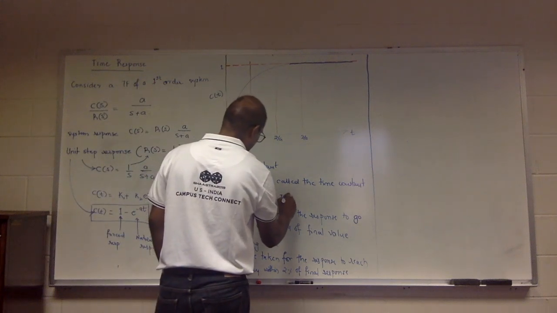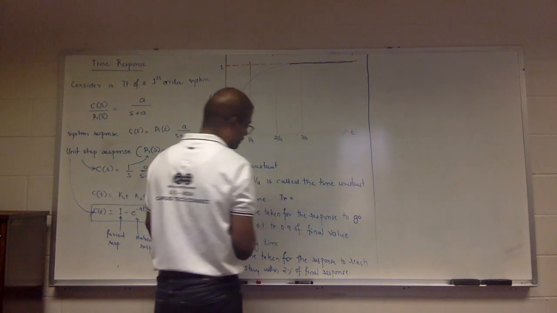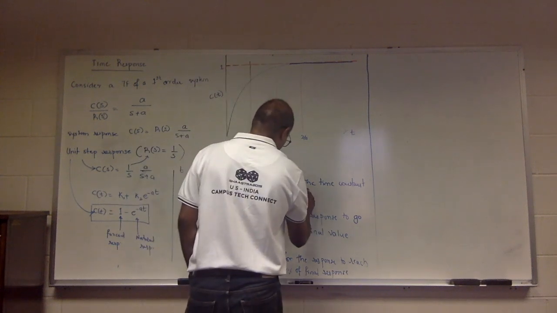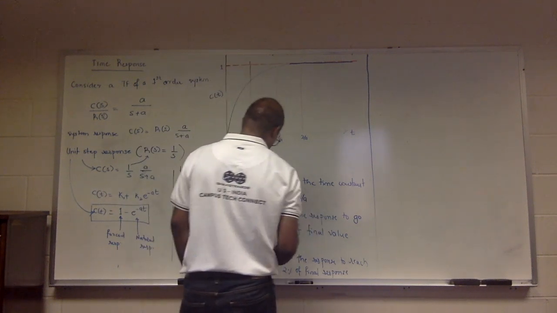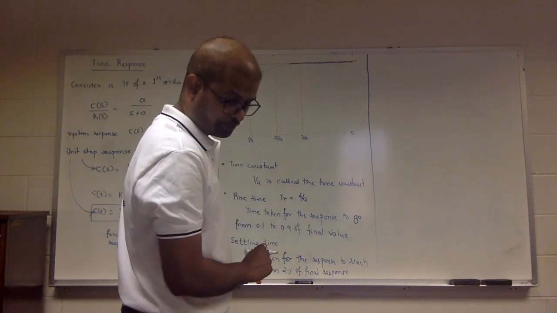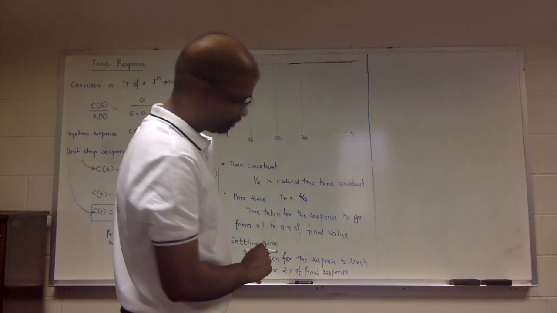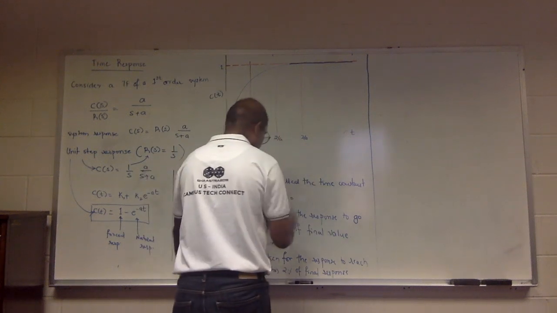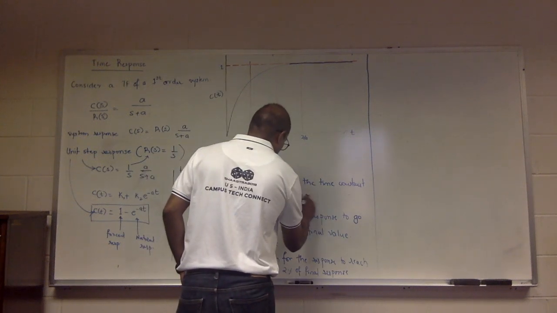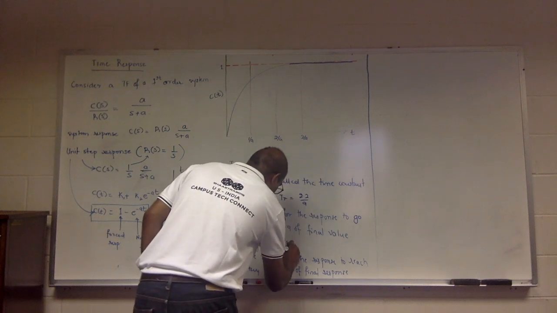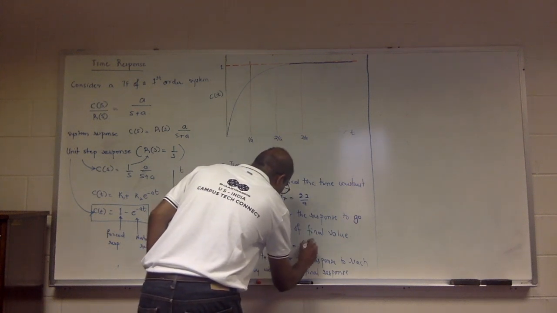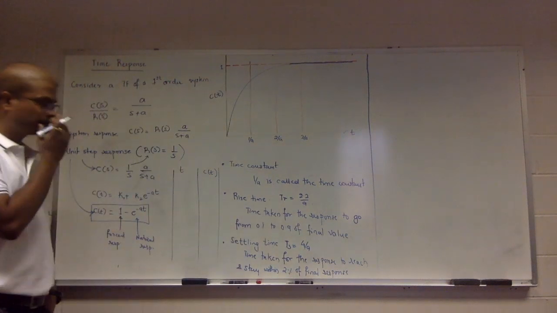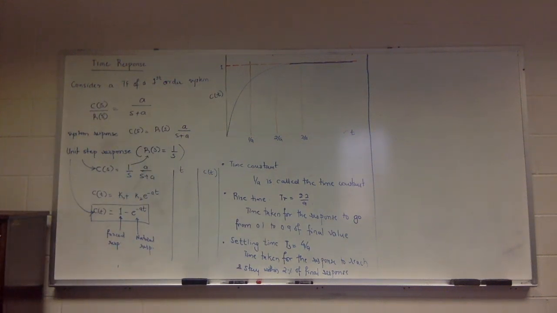And the formula is simple. Rise time TR is equal to 2.2 over a. Settling time is 4 over a.